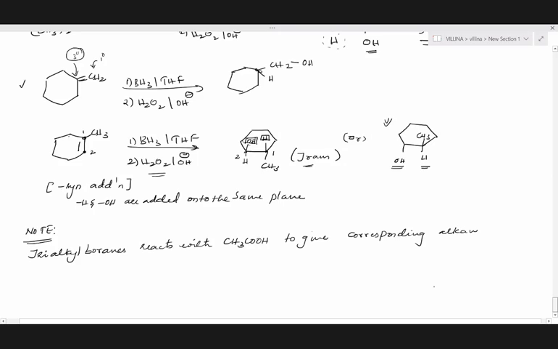Trialkyl borane reacts with an organic acid, most commonly simple acetic acid, to give the corresponding alkanes.